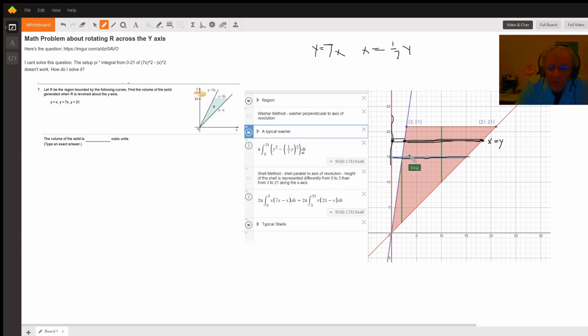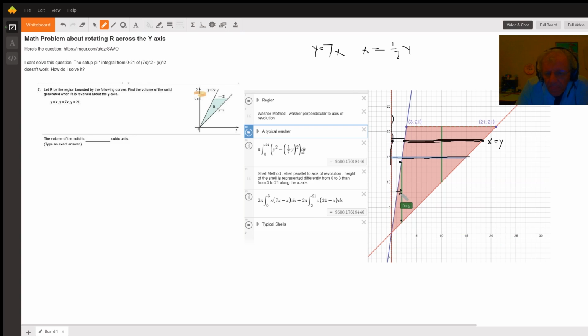Now, just so you can see the difference, I've also set it up using the shell method, which means our typical shells are parallel to the axis of revolution. This distance is the average radius, and the height of the shell is top minus bottom. But that formula is going to be different along the x-axis from 0 to 3, and then from 3 to 21. So here we're going from 0 to 3.